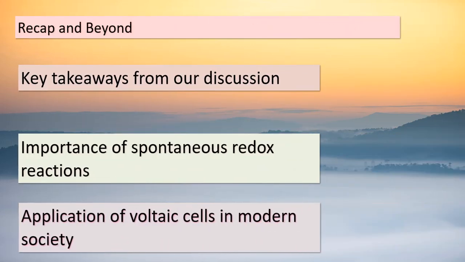Congratulations on journeying through the captivating realm of voltaic cells and spontaneous redox reactions, students. Let's quickly recap what we've learned today. We began by exploring the energy-producing potential of spontaneous redox reactions within voltaic cells. This involves oxidation and reduction processes, where electrons flow to generate electric current. We discussed the significance of each component, anode, cathode, and salt bridge, that contributes to the overall operation of a voltaic cell. We also delved into practical applications, understanding how these cells power our devices and contribute to sustainable energy solutions.